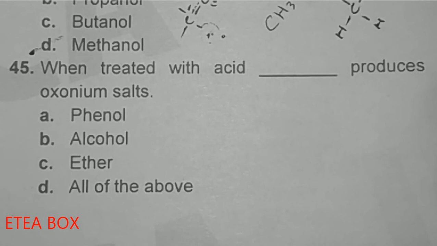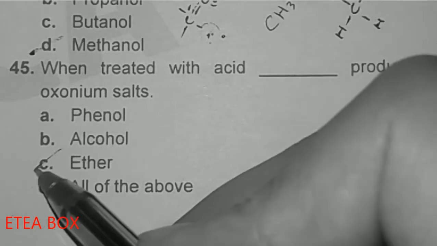When treated with acid, dash produces the oxonium salt. So ether produces the oxonium salt.